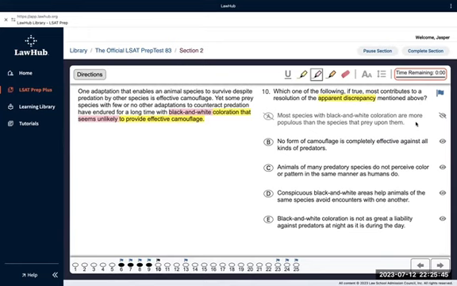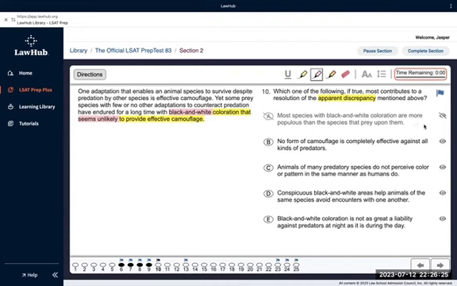B, no form of camouflage is completely effective against all kinds of predators. Okay. But why is it that this unlikely kind of camouflage isn't totally ineffective against predators, right? Just because no form of camouflage is 100% effective doesn't help explain why this weird coloration is working effectively for this group.